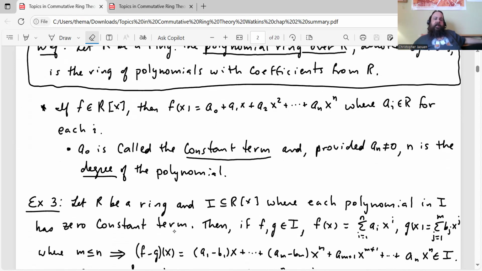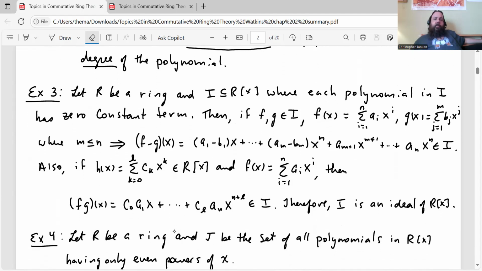All right. If f is an element of that ring, then f of x is a polynomial, something that looks like this, where all the coefficients come from the ring R. And just some vocabulary here, which you're probably familiar with already, but here we're defining polynomials with coefficients from an arbitrary ring, which is not necessarily something you looked at. You didn't look at rings in algebra or pre-calculus or anything like that. So a0 is called the constant term, and provided a_n is not zero, n is the degree of the polynomial.